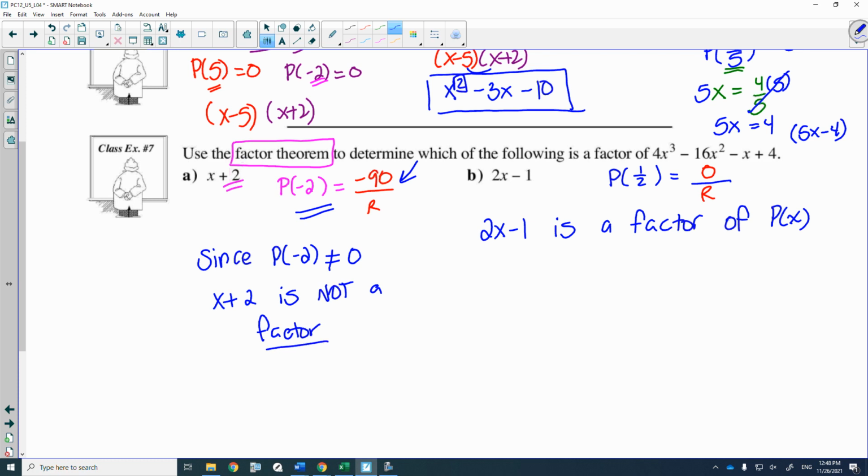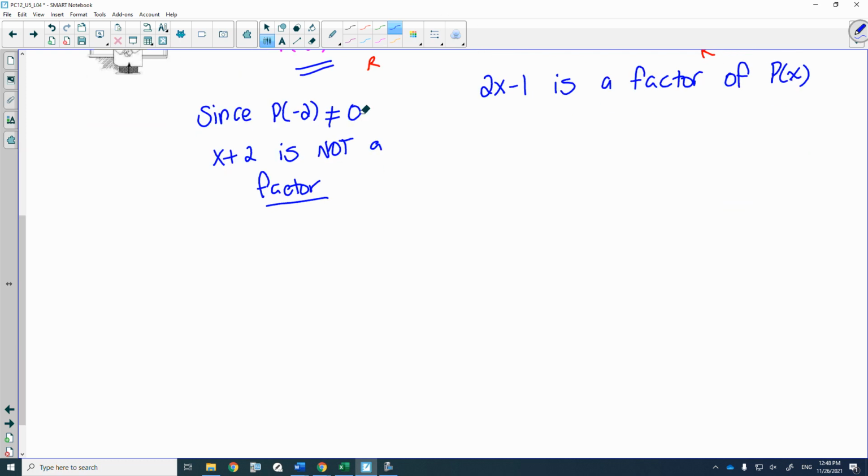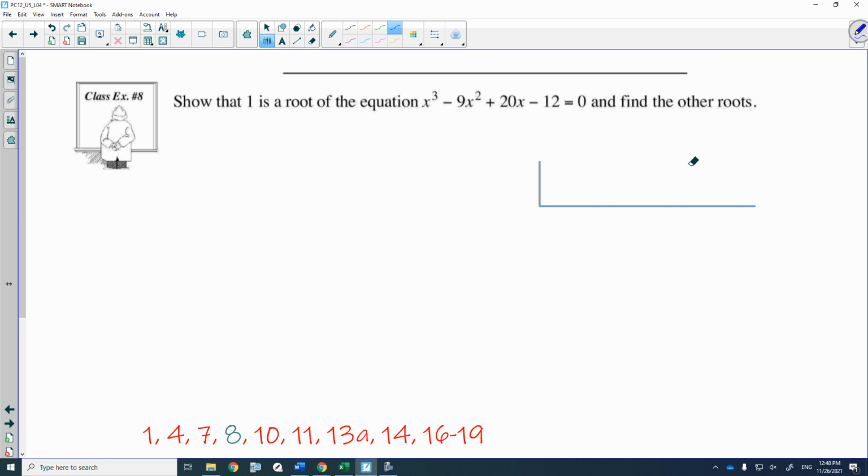What that means is x plus 2 is not a factor. The last question, which is class example number 8, it's actually the most important question of this lesson. And it's a little unfortunate that there's only one class example because this is what you need to be able to do. All of this is to lead to being able to solve question number 8. Because there's only one of these examples, I am going to do one more homework question that would be similar to this.